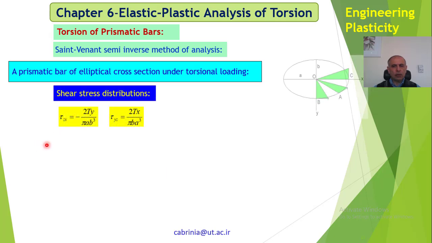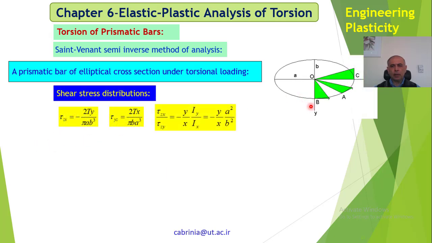And also, if we do the shear stress distribution, we can see that it's similar to the circular section. It means that as we go out towards the boundary, the stress increases, but of course it's not perpendicular to this radius everywhere. It's just perpendicular here and there, but not here, because it's not circular, it's elliptical.